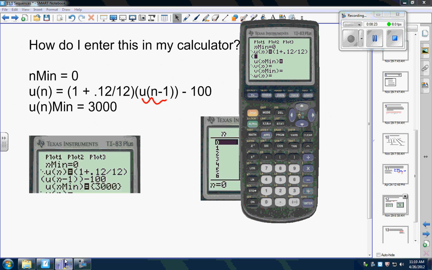So here's what you do. The u is the shift and 7. It's a little yellow one above the 7 there. Now we need another set of parentheses. And when you hit the X button, we don't get X's or T's or thetas anymore. We now get N's for terms. So we do a minus 1. We close that parenthesis. We close the whole parenthesis. And then we subtract our $100. U n min. So, what is the minimum amount here? Well, we borrowed 3,000, so that's what we have.